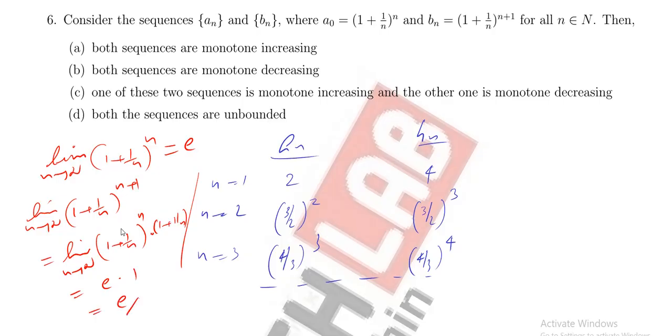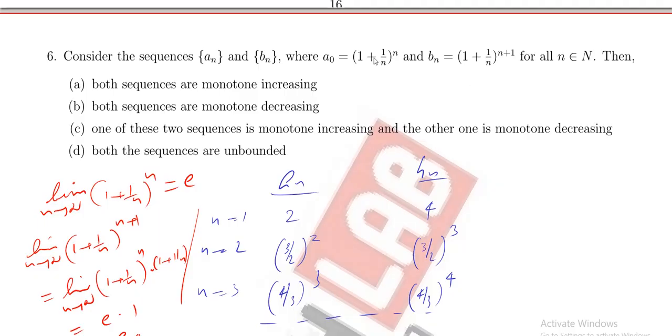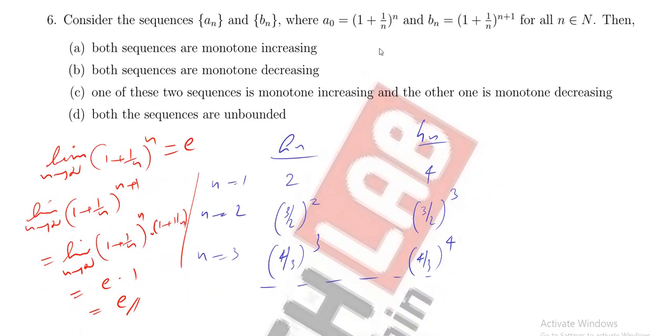So actually both these sequences converge to the same limit e. And let's see a_n now. When n is equal to 1, you will get 2. When n is equal to 2, you will get (3 by 2) squared, so that's 1.5 squared, which is 2.25. And here it's (4 by 3) cubed, which is again a greater quantity than 2.25. You can verify it. So we can see that a_n is an increasing sequence.